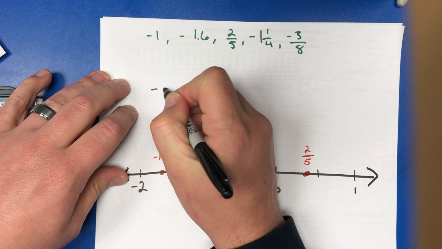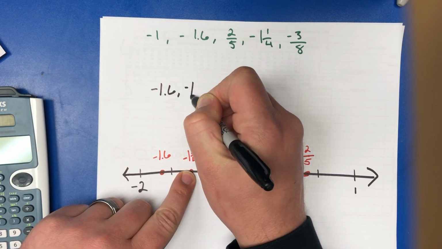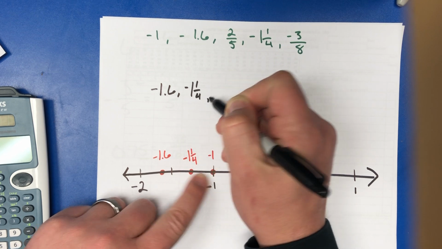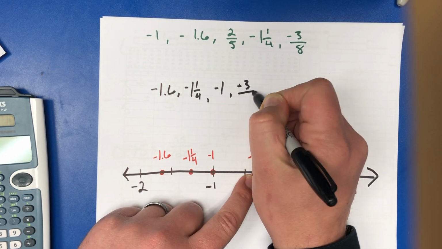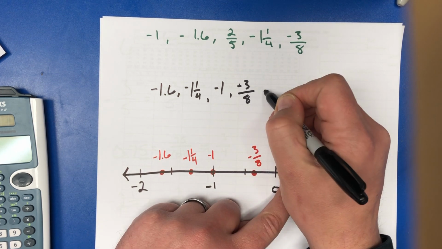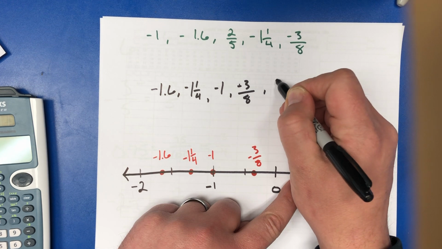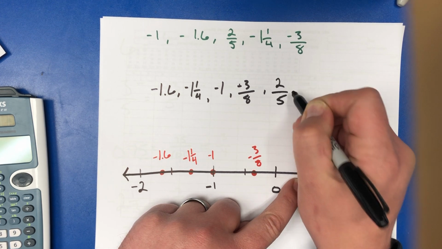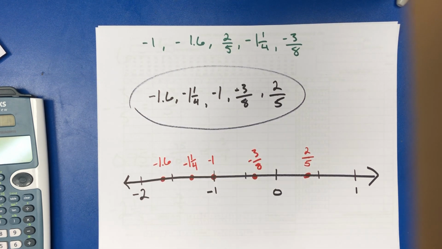And I'm going to write this down on my homework: negative 1.6. The next one is negative 1 1/4. The next one is negative 1, followed by negative 3/8. And last but not least, actually, of course not least, it's last but greatest, is 2/5. And there's my answer for my homework.